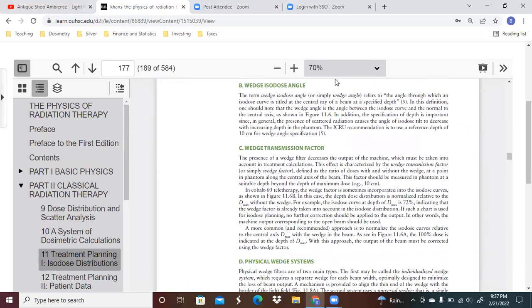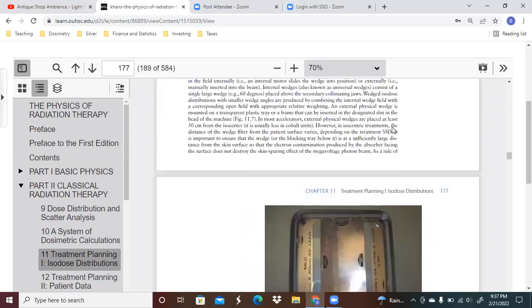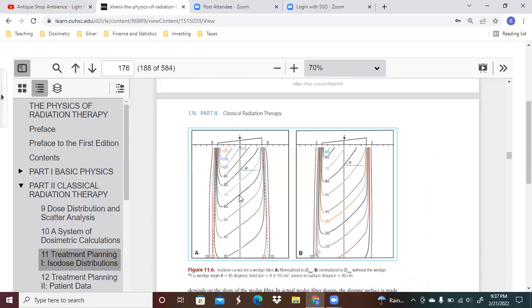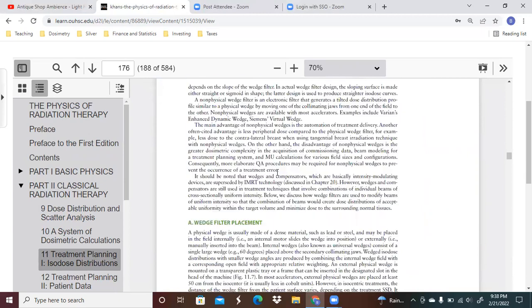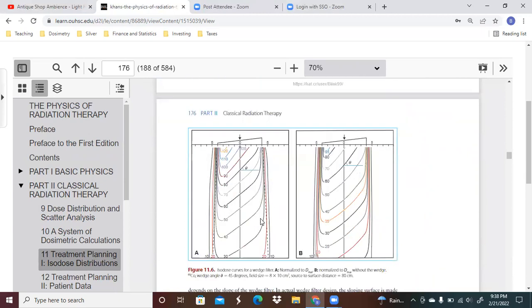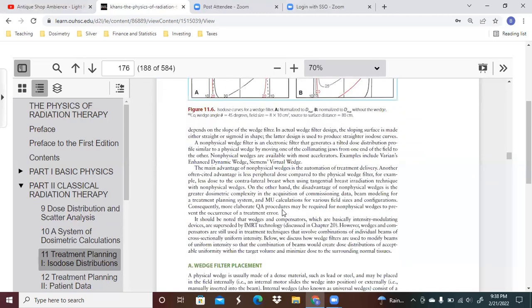The wedge isodose angle is going to refer to the angle through which an isodose curve is tilted at the central ray of the beam at a specified depth. In other words, at a certain depth, this is going to make an angle with a straight line that goes across with it. Whatever that angle is what the wedge is actually referred to as. If that angle happened to be, let's go back to it, 45 degrees with respect to this angle here, then this would be a 45-degree wedge. If it were 30 degrees, oh, there it is right there. If it were 30 degrees, this would be referred to as a 30-degree wedge.